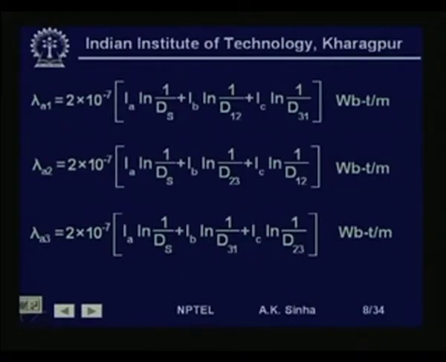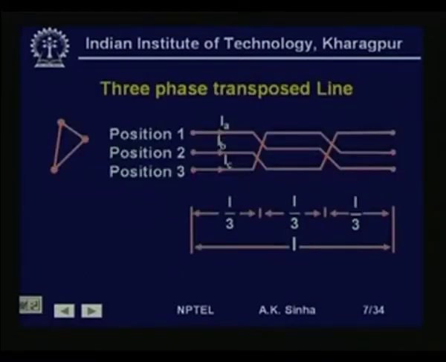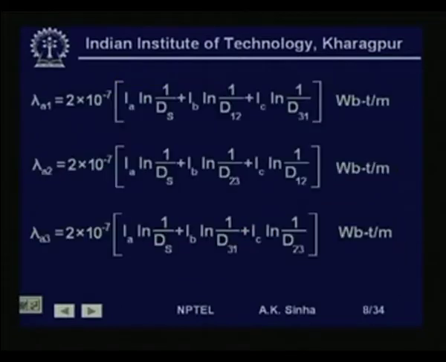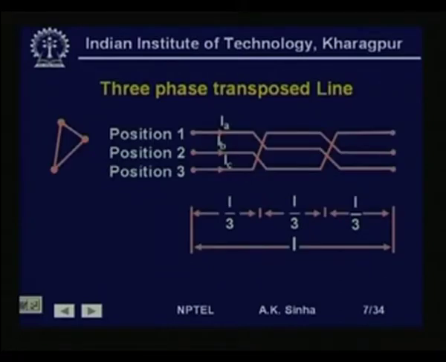because in this first 1/3 position, current I B is flowing in the conductor 2, and here we have the distance d 1 2. Similarly, plus I C log n 1 by d 3 1, which is again I C flowing in this conductor, and the distance between them is d 3 1.